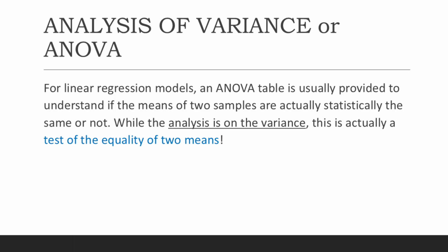The analysis of variance. For linear regression models, an ANOVA table is usually provided to understand if the means of two samples are actually statistically the same or not. While the analysis is on the variance, this is actually a test of the equality of two means.